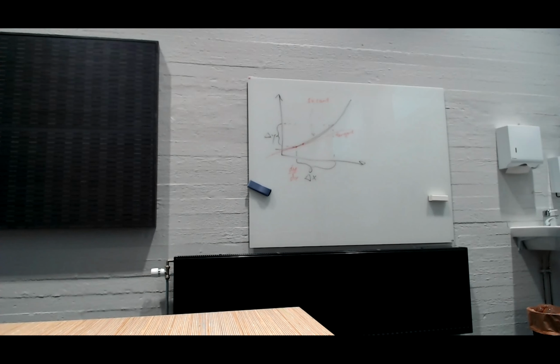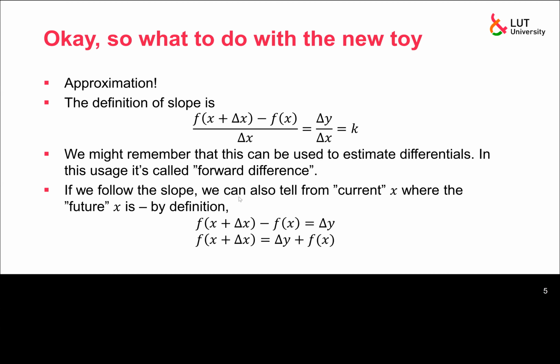Let's share the screen again. So the definition of the secant is that we have the rightmost point there, so the function value of x plus some difference, minus the function value at the point x, is the difference in y. And if we just flip the function value to the other side, we can see that the value of the function f at some future point should be the difference in y plus our current value.